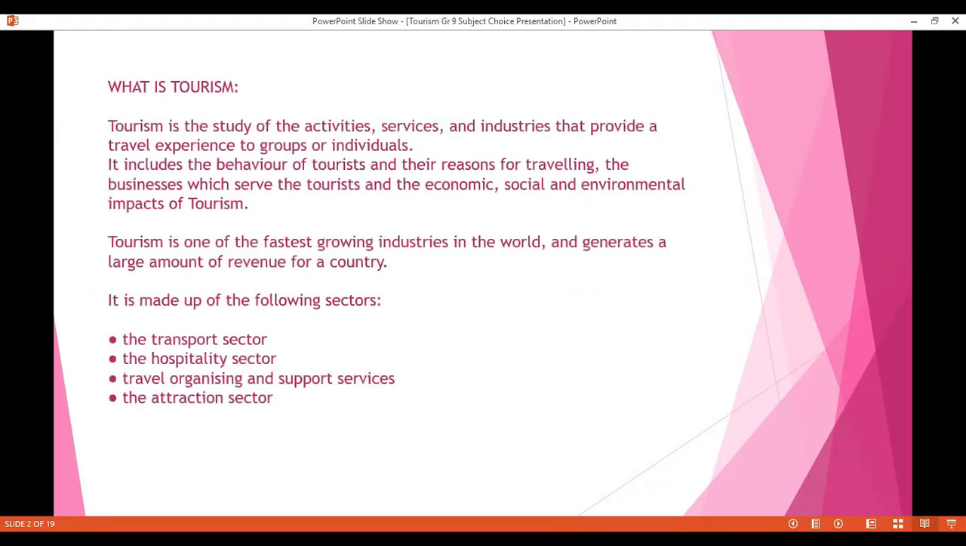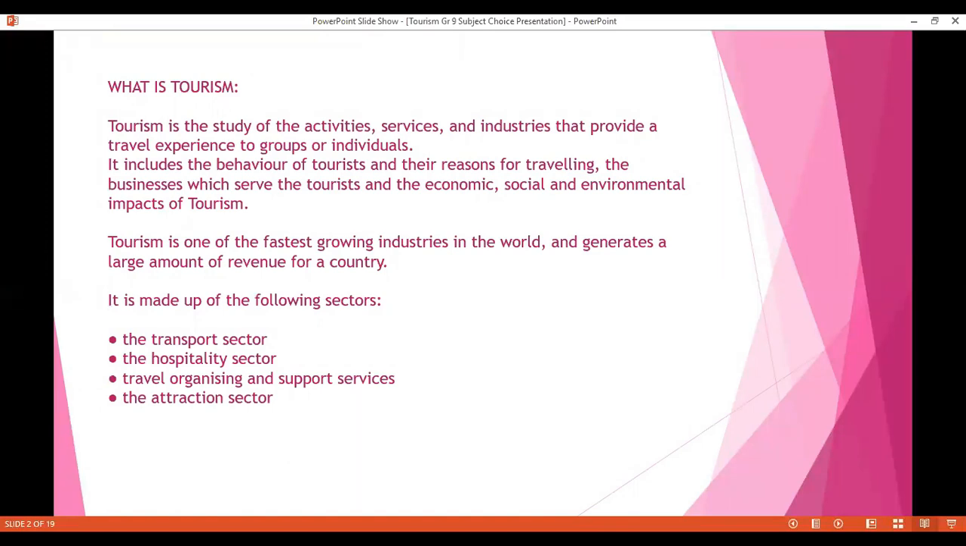If you are interested in taking tourism, we need to just very quickly look at what is involved in the study of tourism. So we will be looking at activities that tourists can get involved in. We will be looking at the different services that are provided to tourists, like, for example, transport and hospitality services, and many other industries that are linked to the tourism industry as a whole.